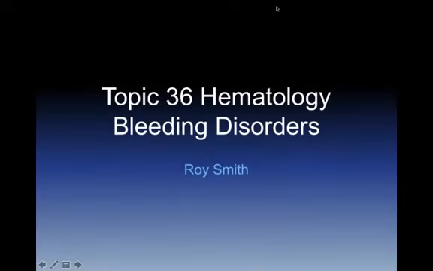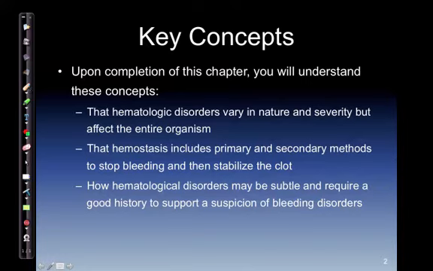This is going to be topic 36, hematology, bleeding disorders. Key concepts. Upon completion of this chapter, you will understand that hematological disorders vary in nature and severity, but affect the entire organism. That hemostasis includes primary and secondary methods to stop the bleeding and then stabilize the clot. How hematological disorders may be subtle and require a good history to support a suspicion of bleeding disorders.